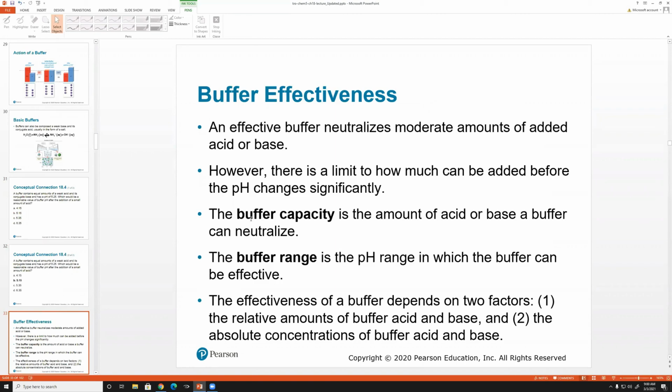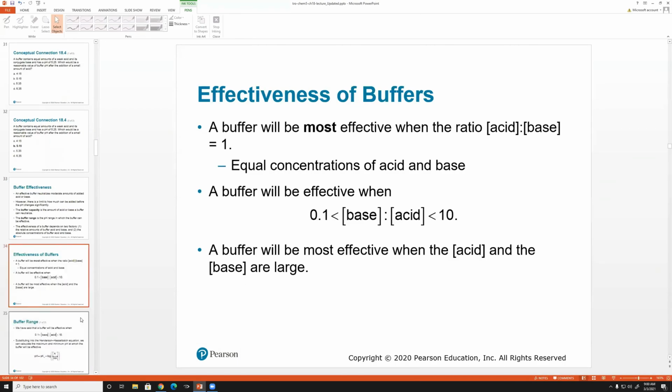Now, buffer effectiveness. We have buffer capacity, which is the amount of acid or base that the buffer can neutralize, and the buffer range, meaning in what pH range the buffer is effective. pH ranges vary in different buffer solutions. If you have a weak base and a conjugate acid, its buffer range is going to be higher than a weak acid and conjugate base because they operate at a lower pH to begin with than the base buffers.